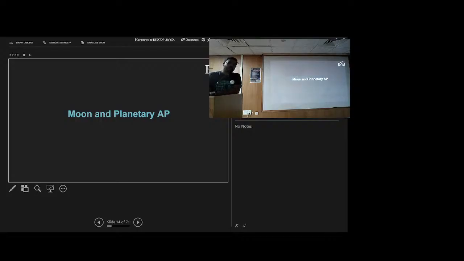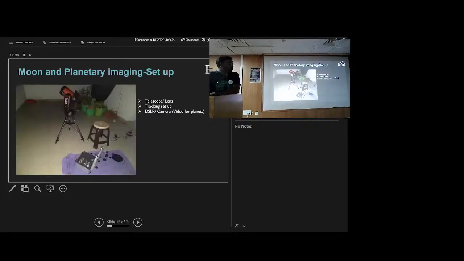So now coming to the moon and the planetary imaging. See what we do here. This is actually my setup. I use this setup to take images of some planets and the moon.